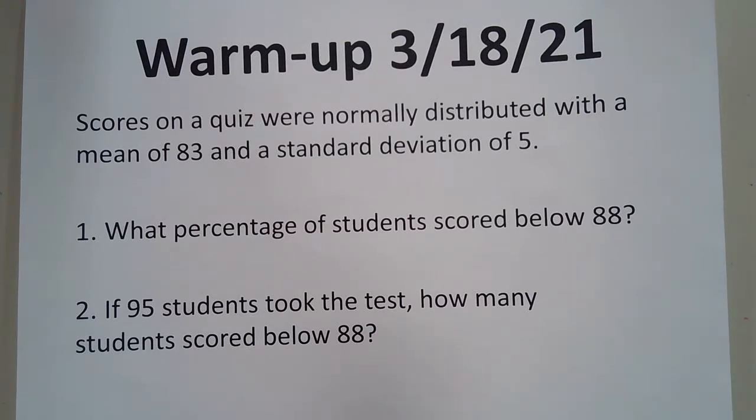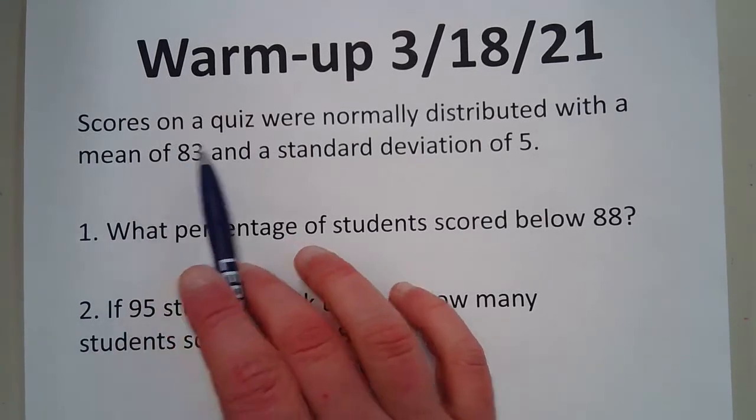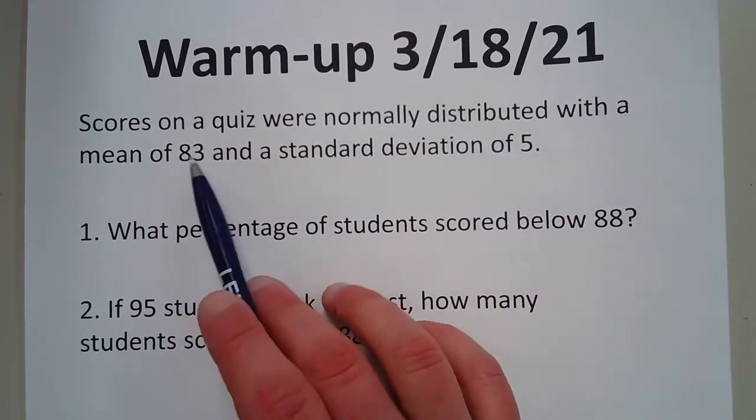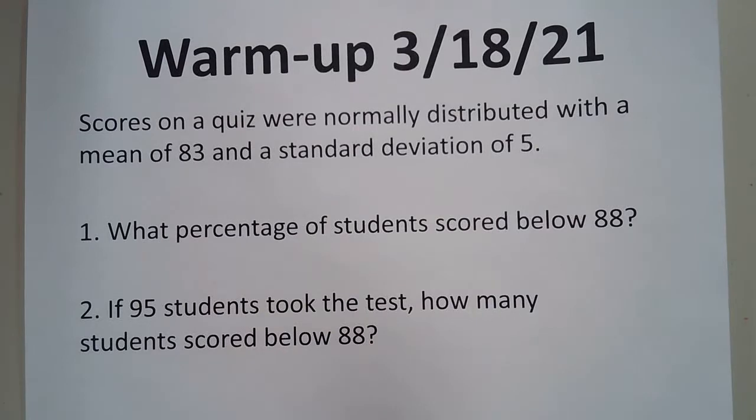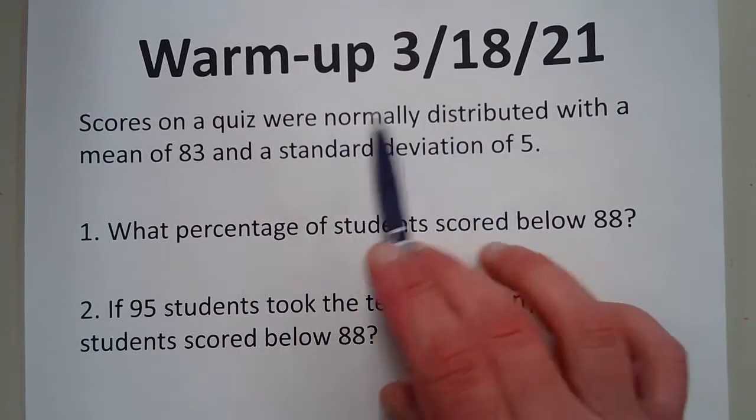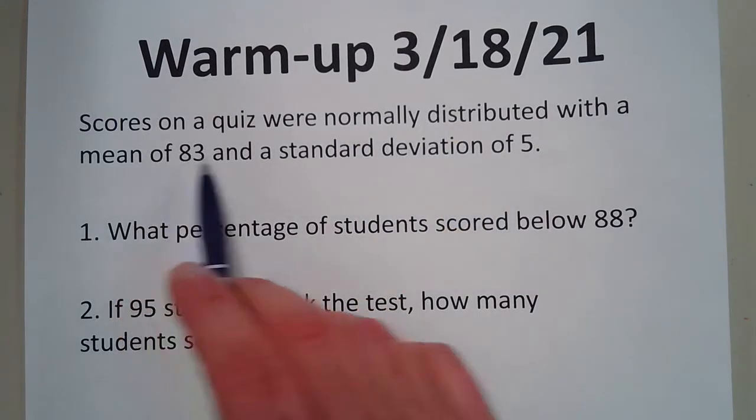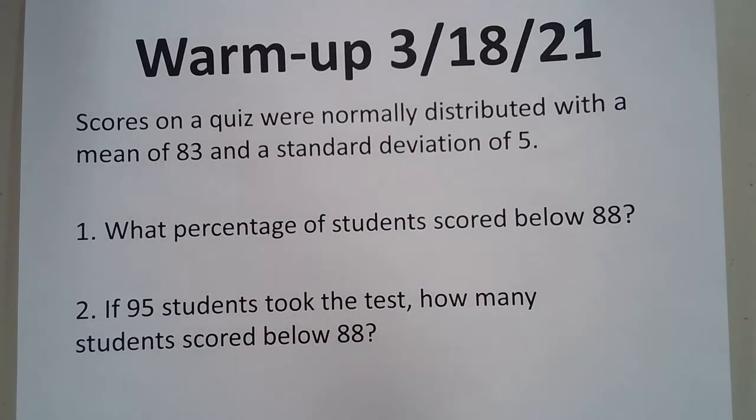Let's talk about margin of error. So let's go ahead and do this. This says scores on a quiz were normally distributed with a mean of 83, standard deviation of 5. Okay, so they're telling us it's normally distributed, means it's going to follow our empirical rule. We know the mean, we know standard deviation. Sweet. What percentage of students scored below 88?